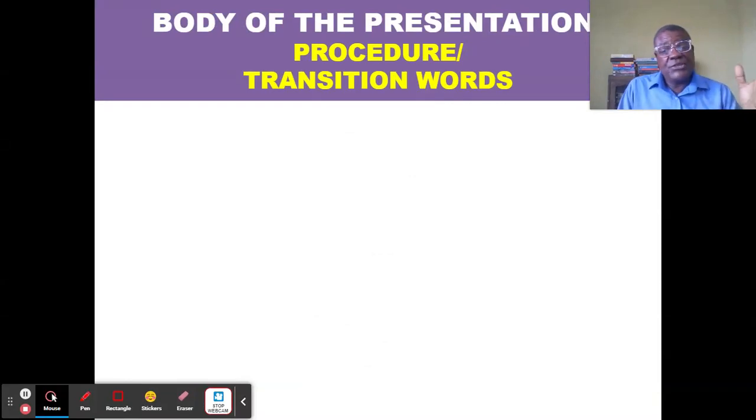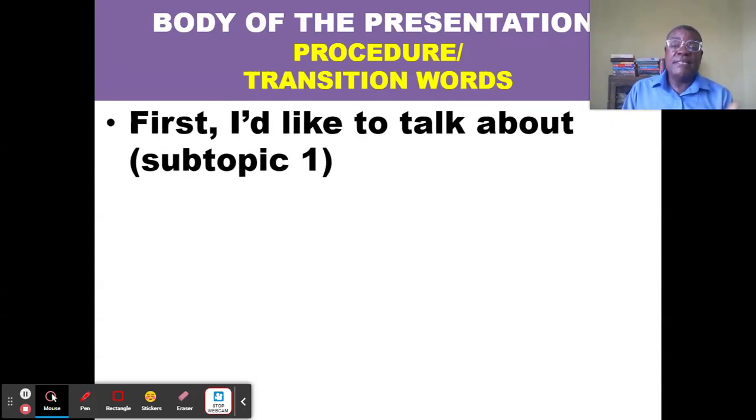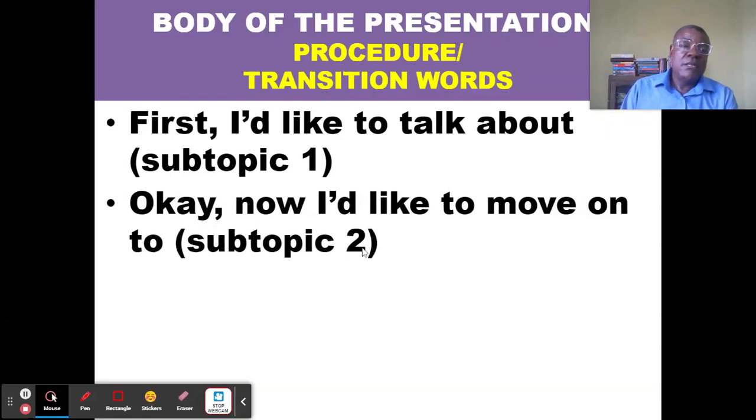Now, the body of your presentation also has certain procedures and certain transition words you can use. For example, you can begin by saying, first, I would like to talk about, then you mention the first subtopic you want to talk about. Or you can say to start with, these are transition phrases or words. Then when moving from one point to another, one subtopic to another, you can say, okay, now I would like to move on to, then you mention subtopic number 2, all right?